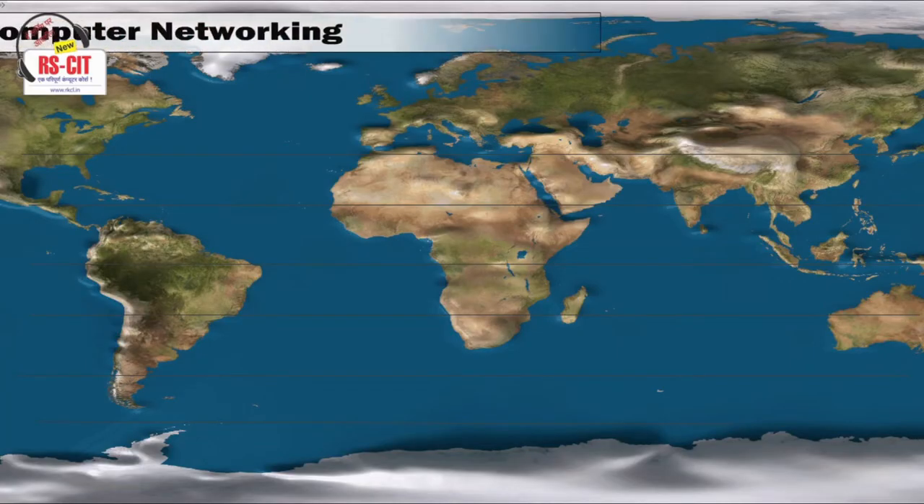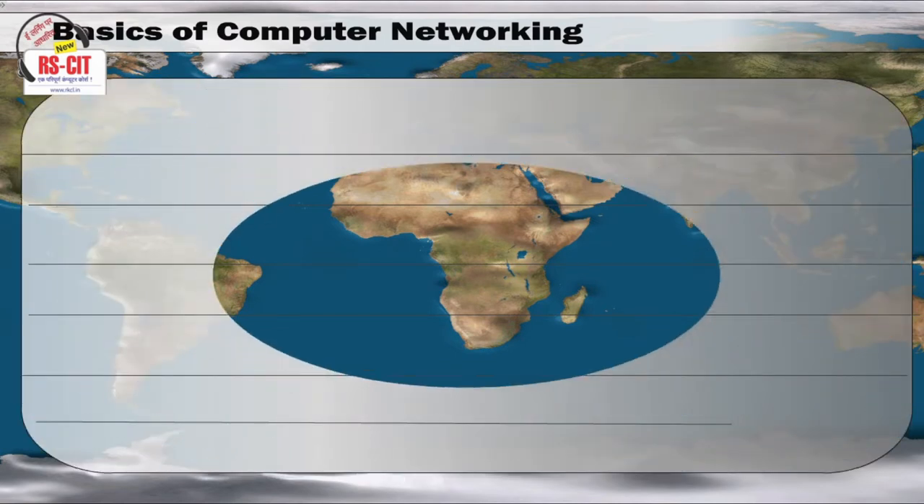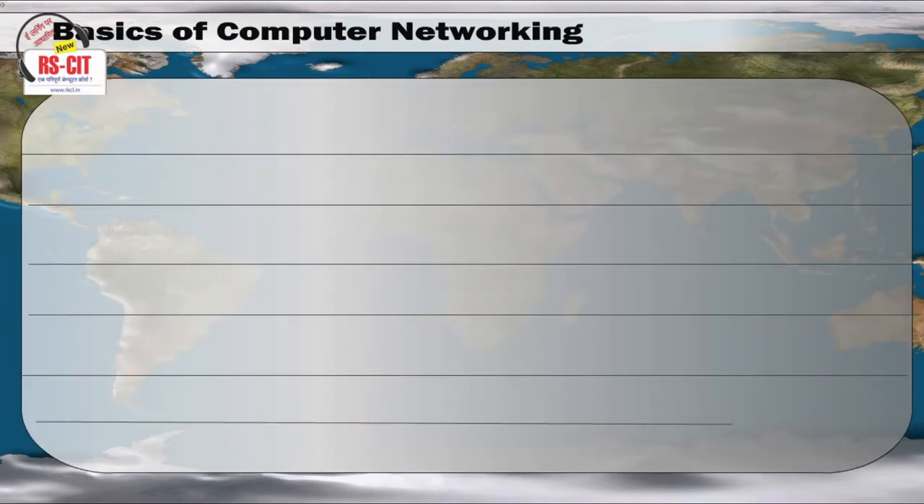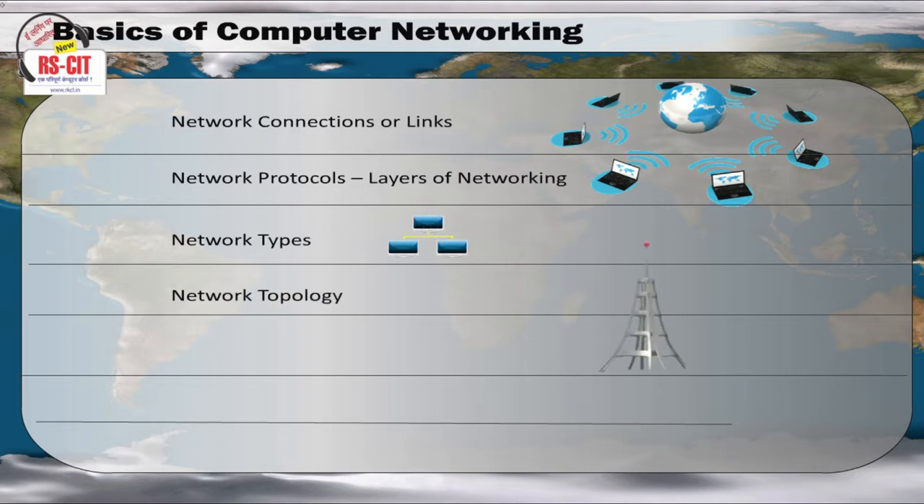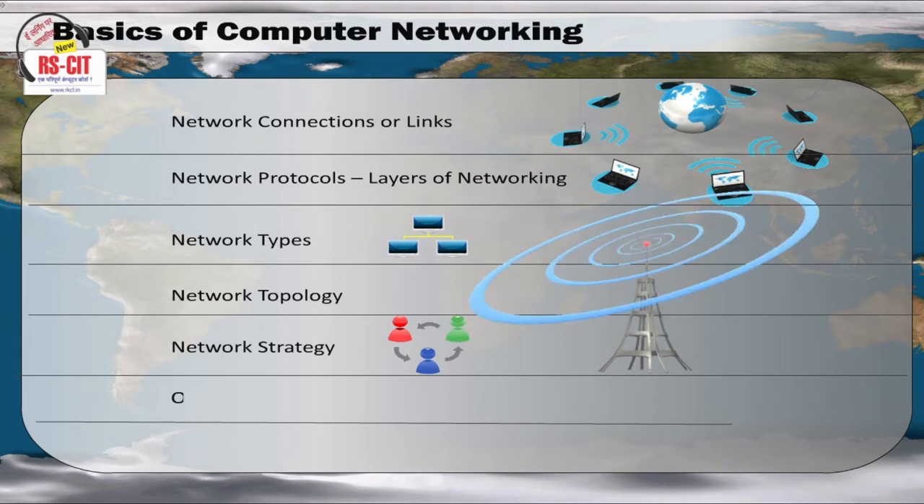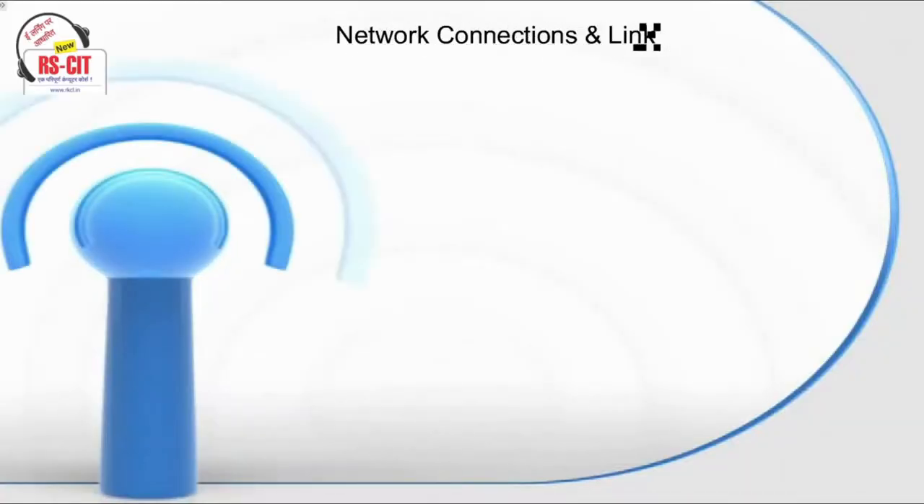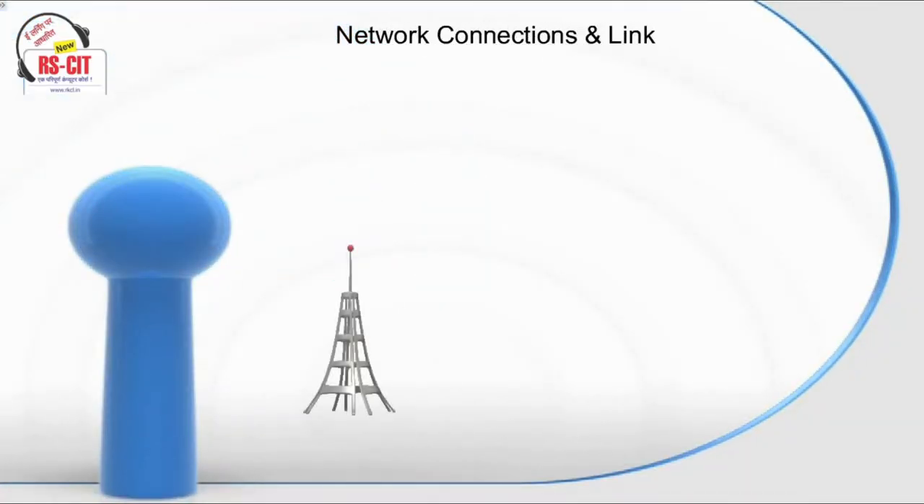Basics of Computer Networking. Dear friends, in this section, we will cover the major basic components of computer networking, which can be classified into 7 parts: network connections or links, network protocols, layers of networking, network types, network topology, network strategy, organizational scope of network, and network bandwidth classification.